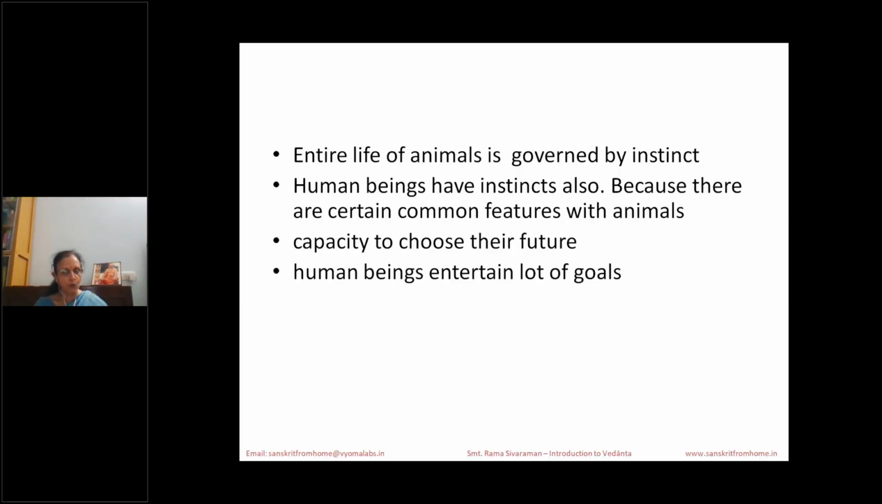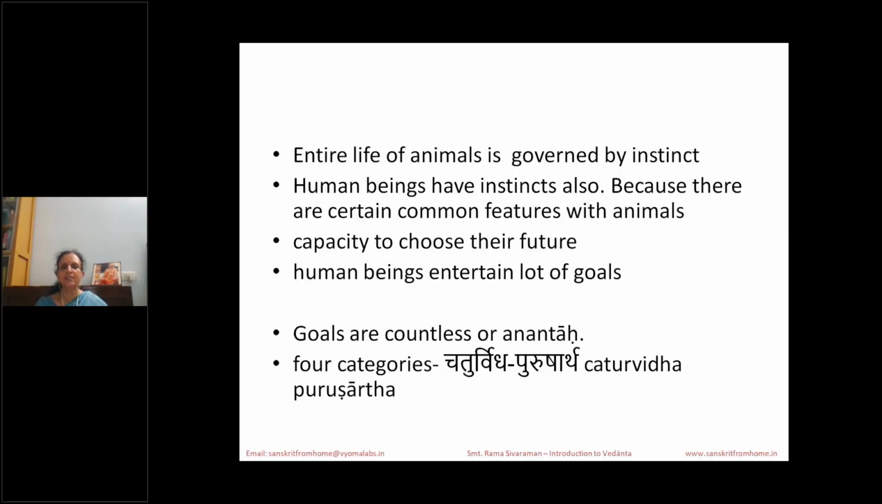And human beings, therefore, entertain a lot of goals. The dog show example that I gave, the dog is not going to say, okay, this year I got third prize, next year I have to get first prize. The dog is not going to do that. Whereas the human being will definitely entertain a lot of goals based on what he is achieving today, right? So he always has this thinking capacity and therefore looks for goals, and the goals are countless or ananta, and they are of four kinds. All human goals fall under just four categories. Chaturvida Purushartha is the term that we use for representing the four categories of Purushartha.